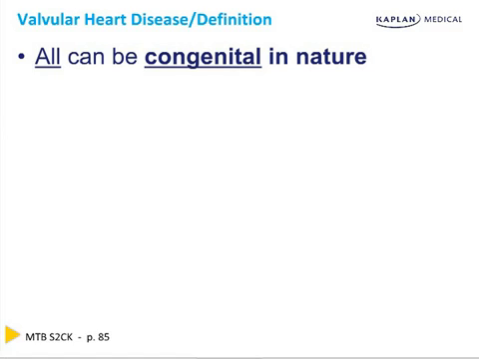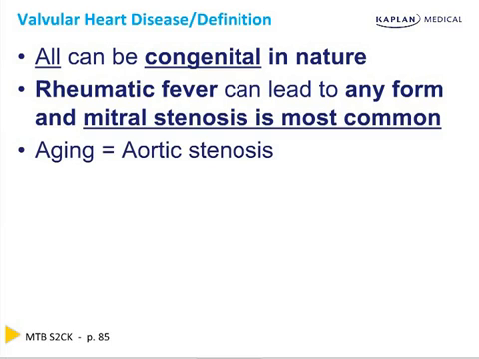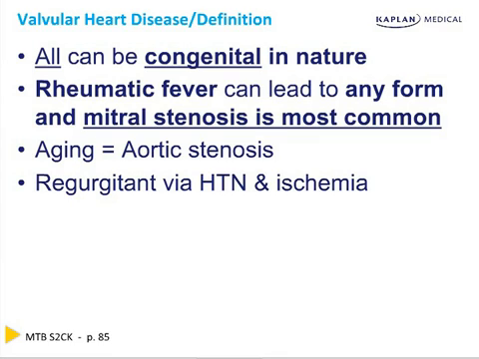All valvular heart disease can be congenital in nature. Now, rheumatic fever most commonly leads to mitral stenosis, but rheumatic fever can lead to any form of valvular heart disease. Aging, as calcification leaves the bones and enters the valves, is the most common cause by far of aortic stenosis. And regurgitation occurs because of hypertension causing a strain on the heart.